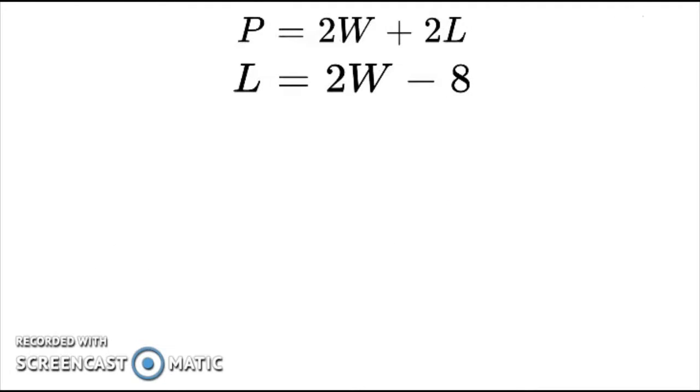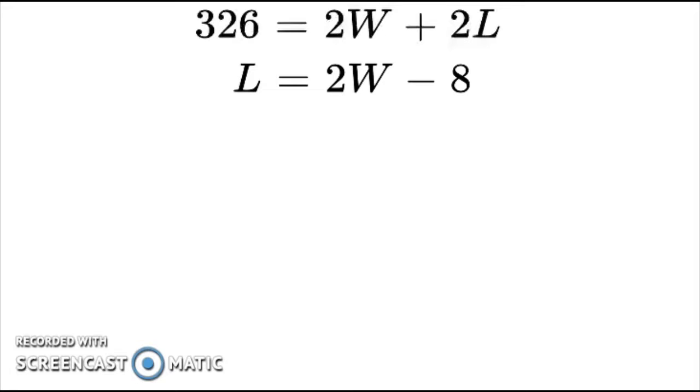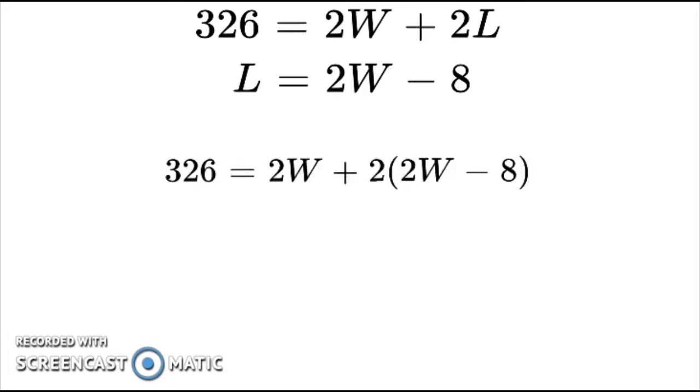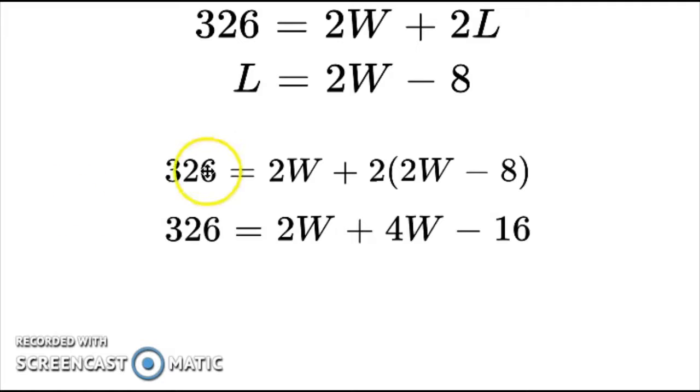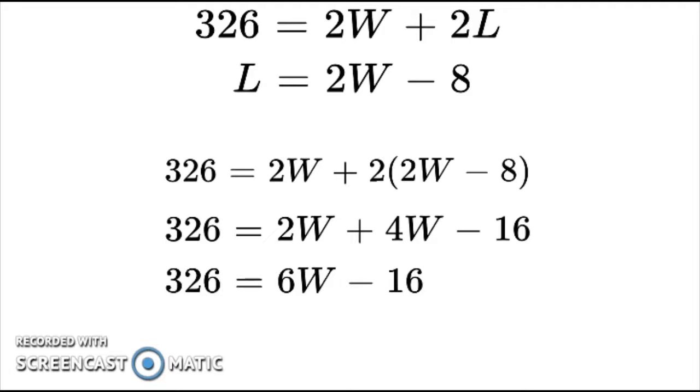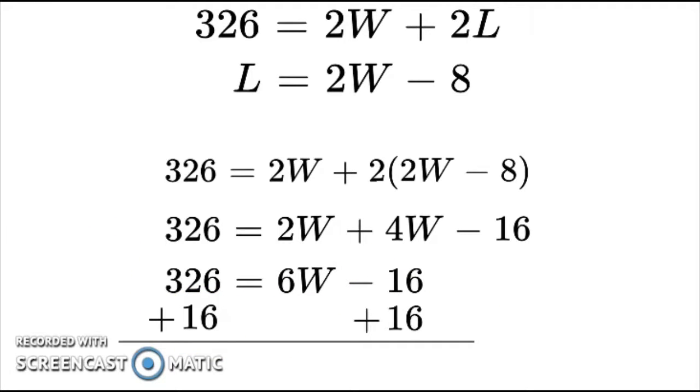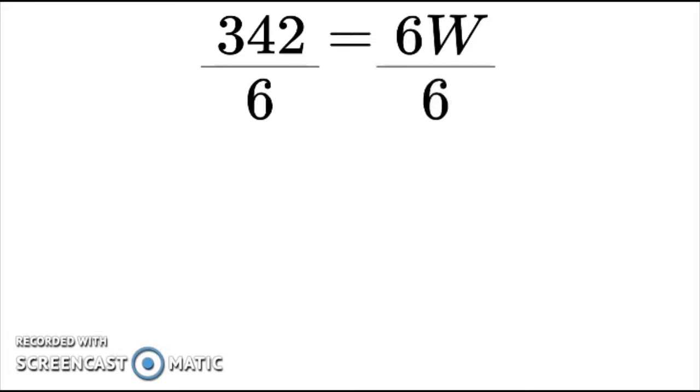The perimeter, we're told, is 326. So take the P out, replace it with 326. Now, since L equals 2W minus 8, I could take the L out and replace it with that. So now I'll distribute the 2, and I'll get 4W minus 16. Now I combine my like terms. 2W plus 4W is 6W minus 16 equals 326. Add 16 to both sides, we'll get 642 equals 6W. So now we divide both sides by 6.